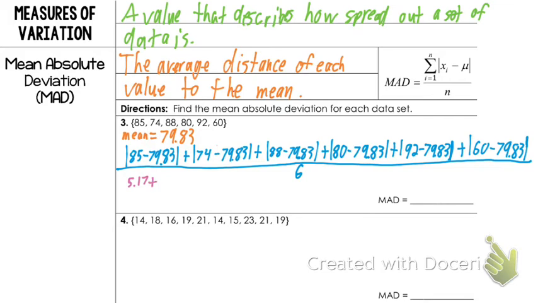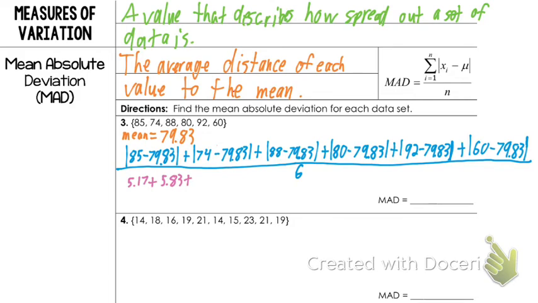Plus the absolute value of 74 minus 79.83. So do we care if it ends up being negative? No, we just say it's positive because it's absolute value. And what does that end up being? What's 74 minus 79.83? Negative 5.83. So it's 5.83 that we're concerned about, the positive. Plus the next one, 88 minus 79.83. Type it in.